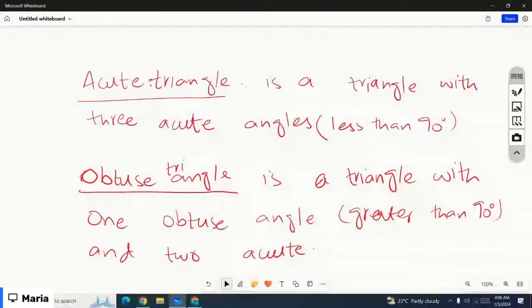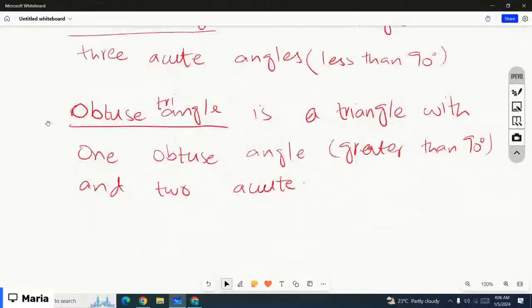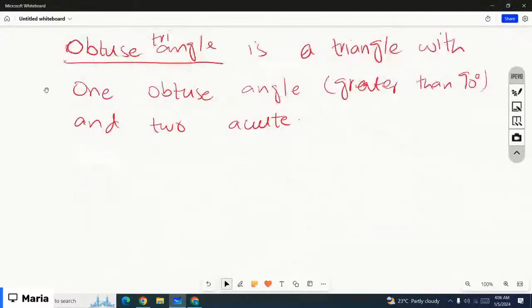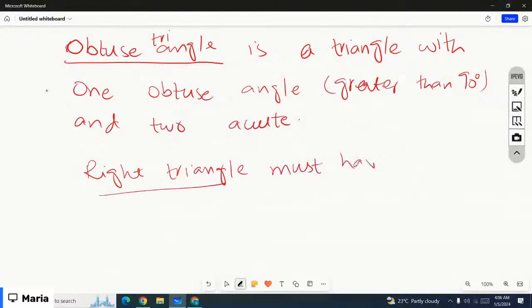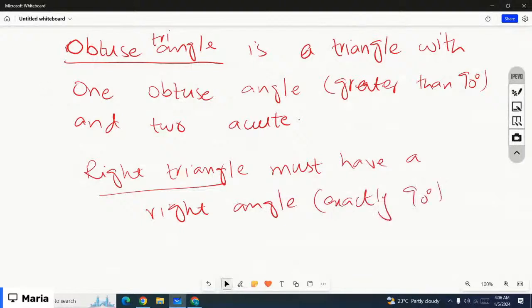The last one is the right triangle. Right triangle is the one in which one of the angles equals 90 degrees. Got it? Right triangle must have a right angle. That is a very easy definition. Right angle means exactly 90 degrees, right? So these are the three types of triangle.